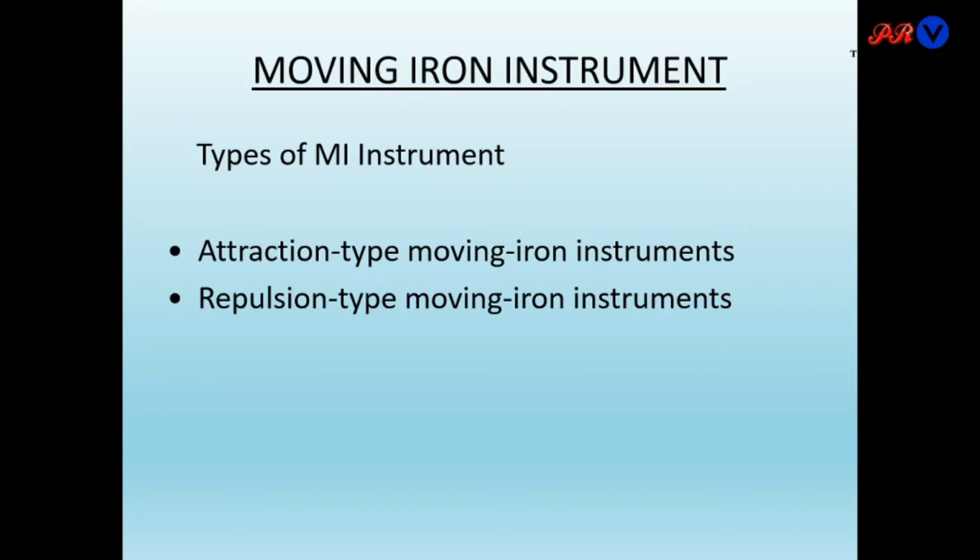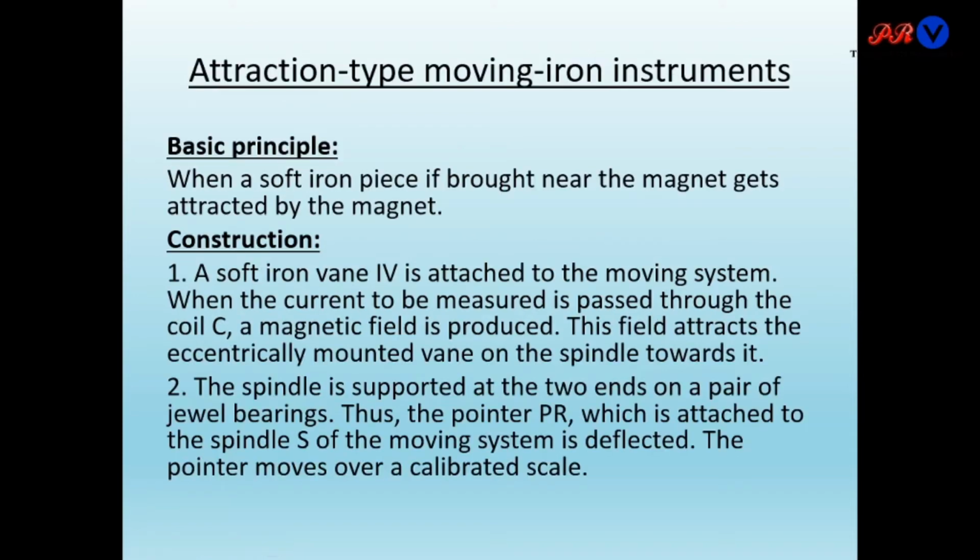So basically MI instruments are of two types: attraction type moving iron instruments and repulsion type moving iron instruments. So firstly we will study attraction type moving iron instruments. The basic principle of these instruments is that when a soft iron piece is brought near the magnet, it gets attracted by the magnet. So this is the basic principle. An iron piece can be attracted towards the magnet.